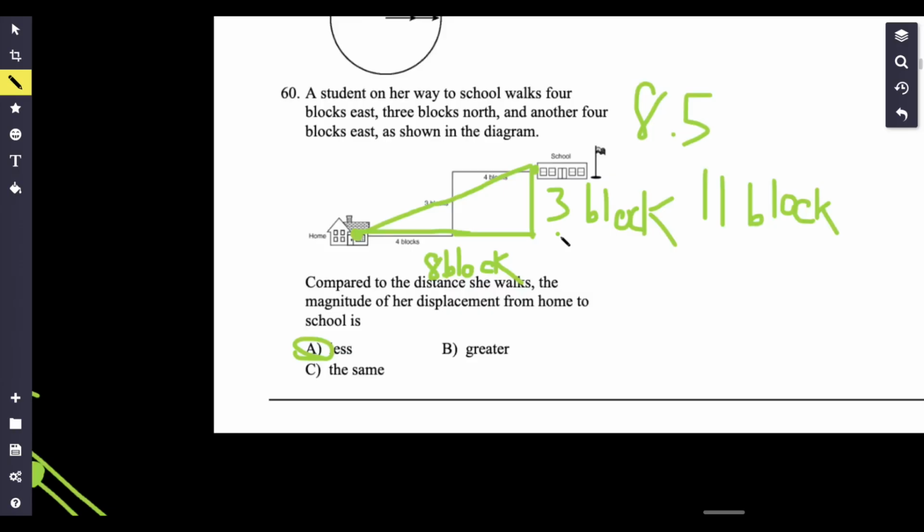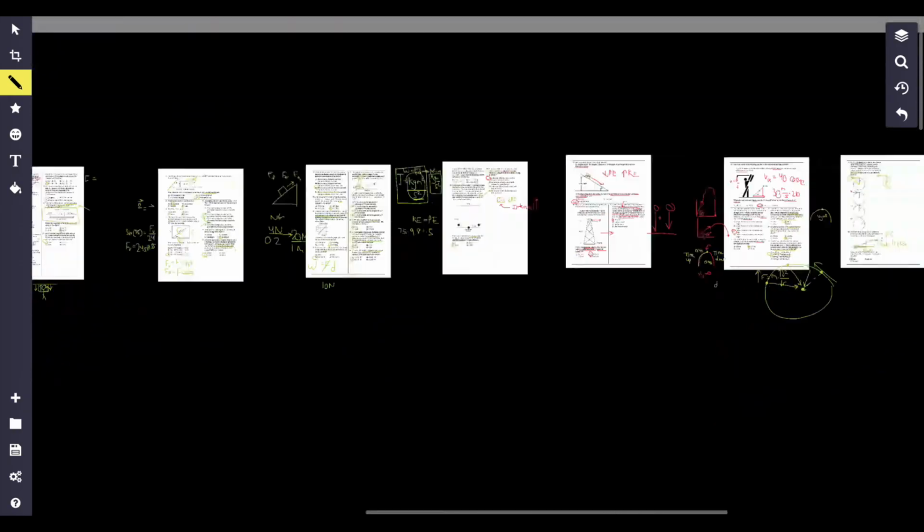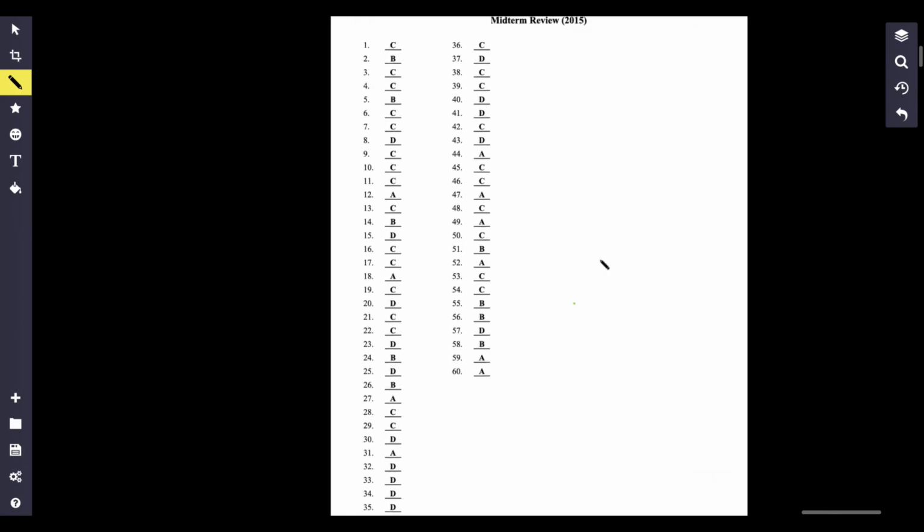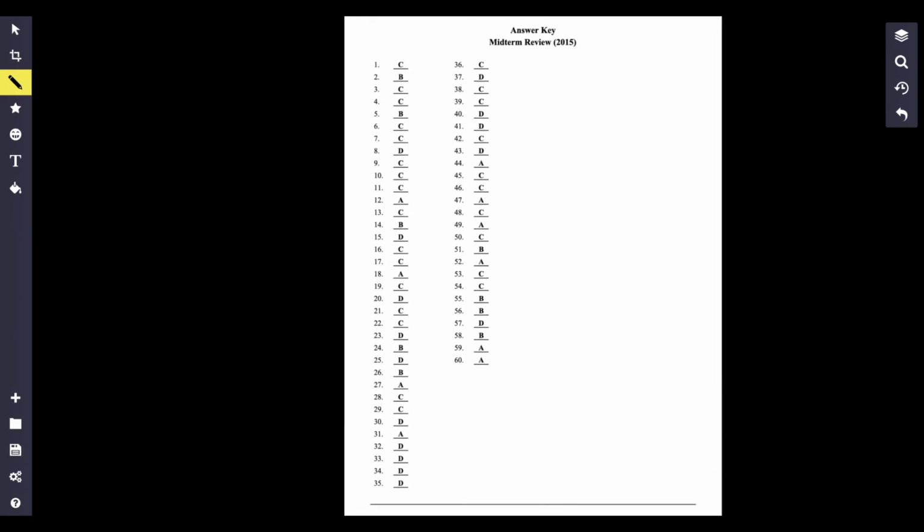And there we have it. That is the full physics midterm review. And here is the answer key. I just placed it at the side, if you did all this and then you want to check your answers.